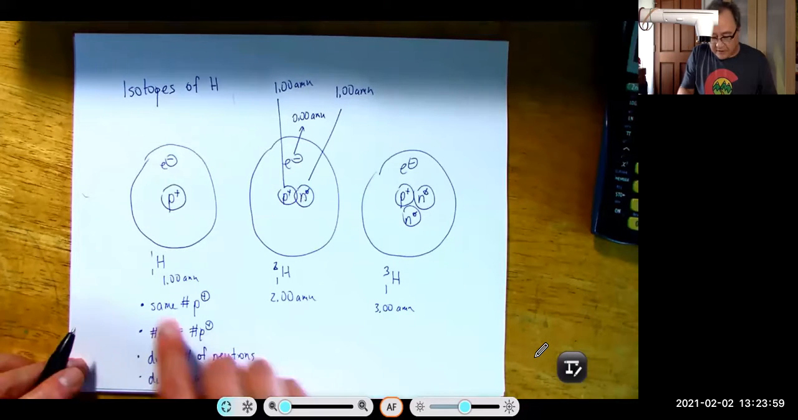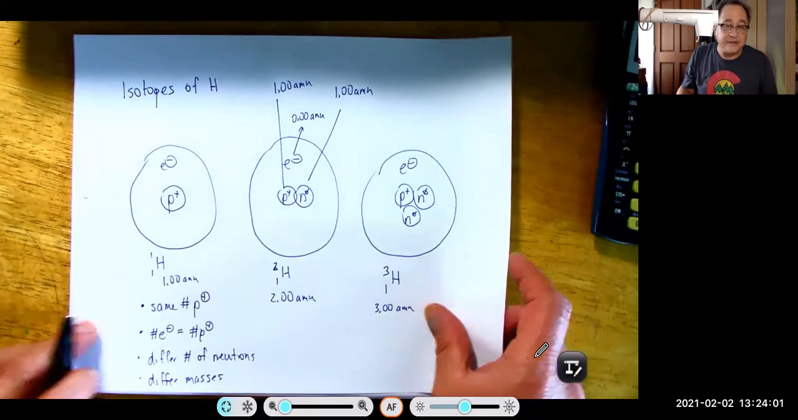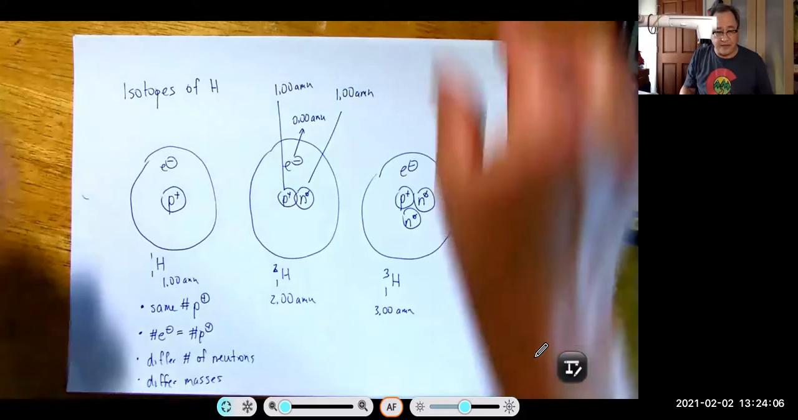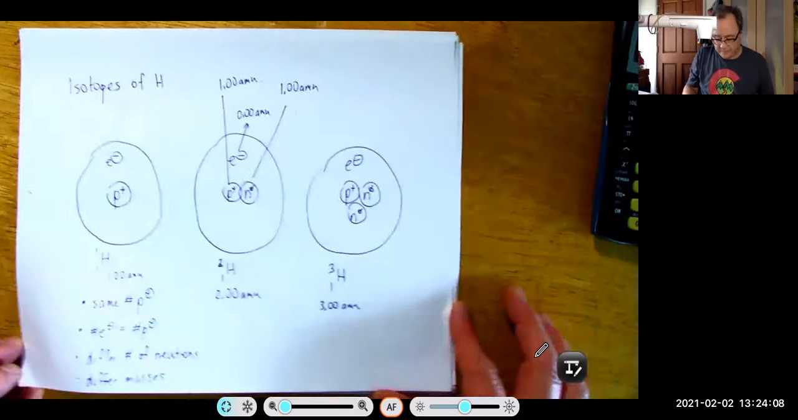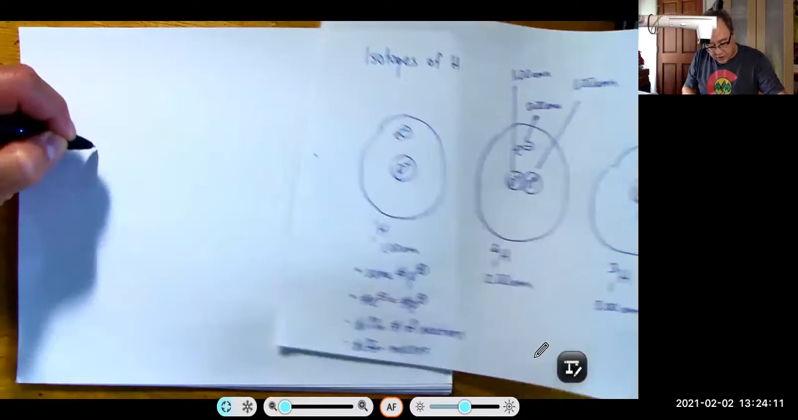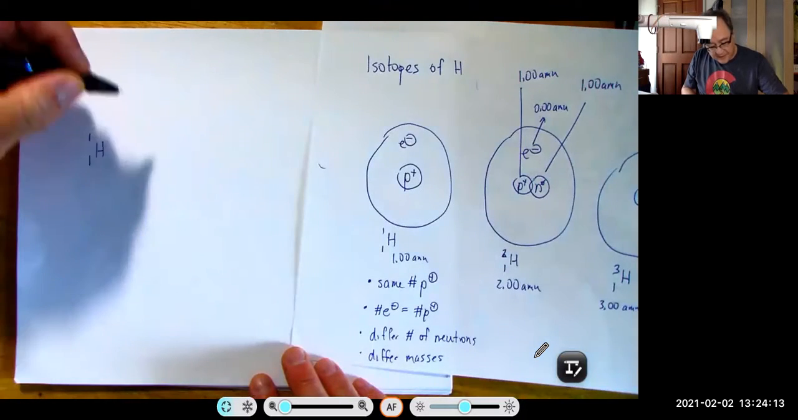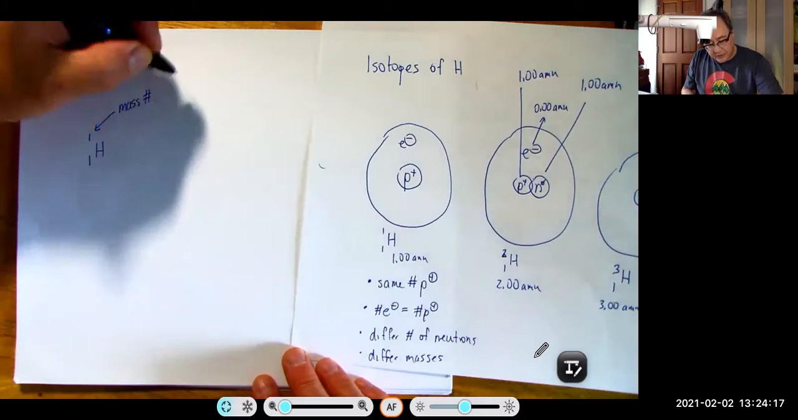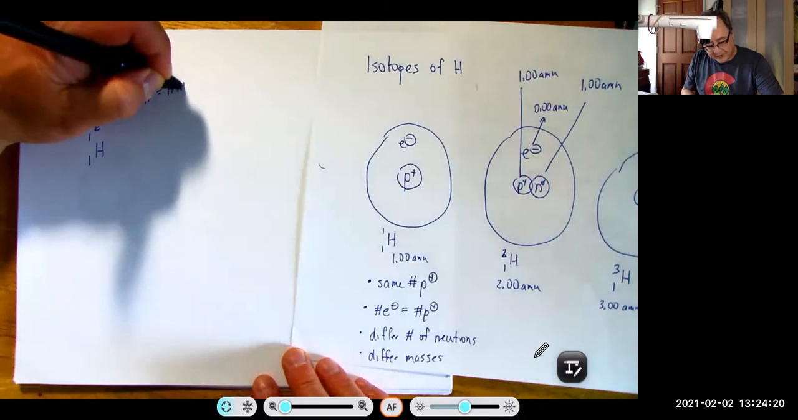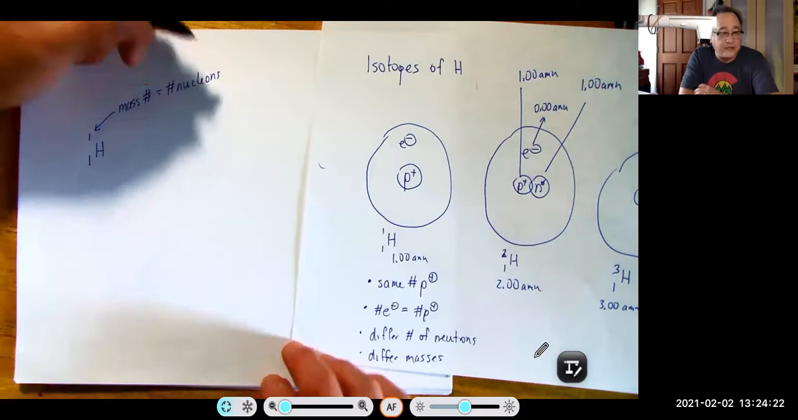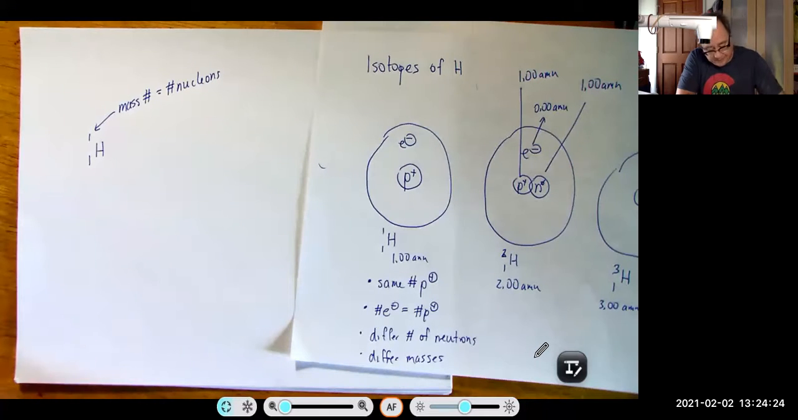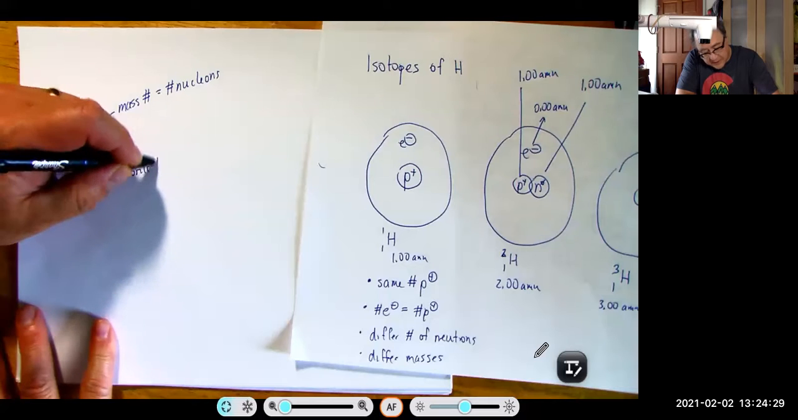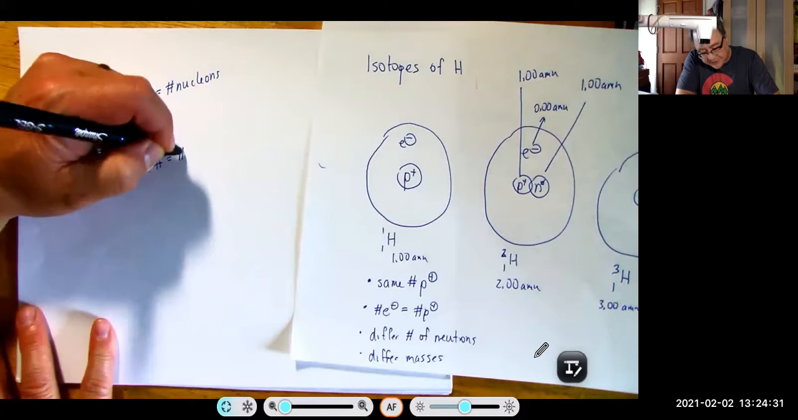Now, this symbol here, we're going to take a close look at these. If we look at H-1, 1, this is called the mass number, and it's equal to the number of nucleons. And a nucleon is simply a particle in the nucleus. This is called the atomic number, and it's equal to the number of protons.